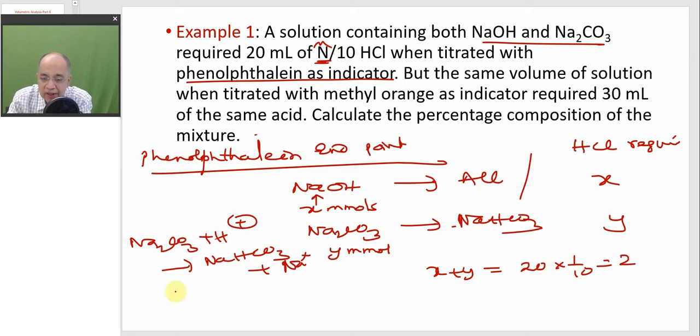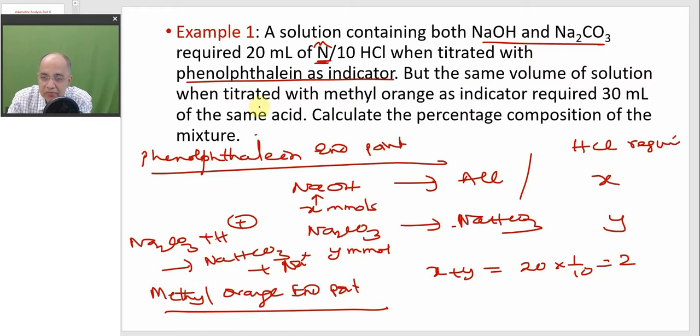Now, when it is a methyl orange endpoint, separately, then what will happen here? I told you the same volume: supposing you take 25 ml of the stock solution, you also take the same 25 ml of the stock solution, and when titrated to methyl orange, 30 ml of the same acid is required, that means M by 10.